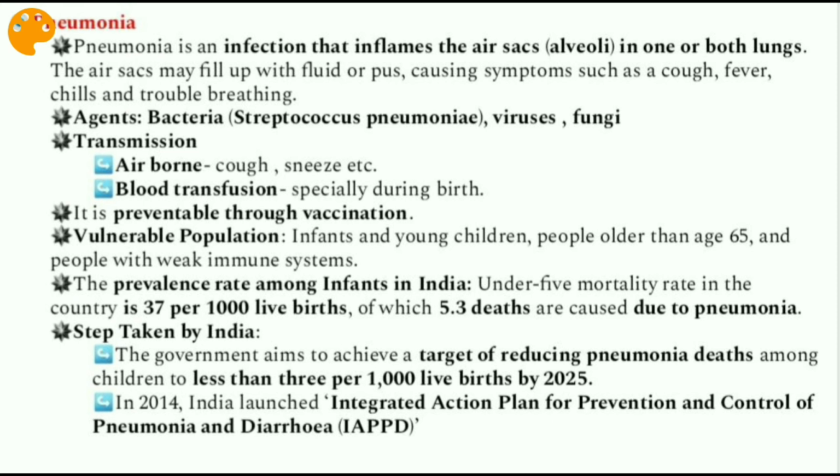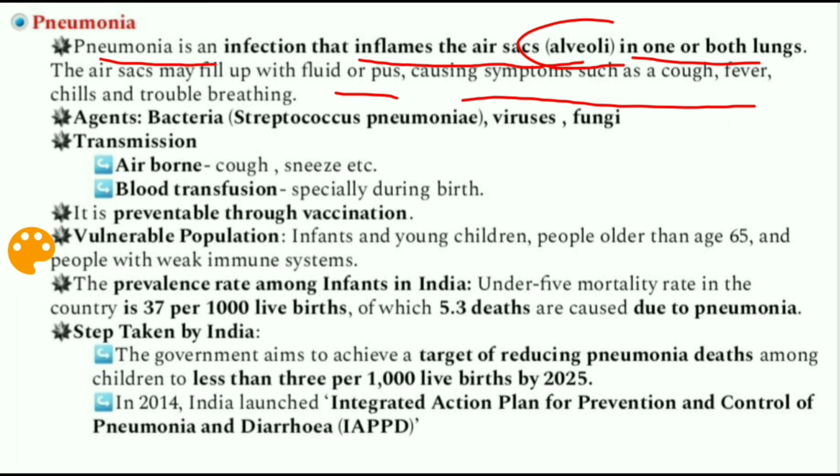Then let's discuss something about pneumonia and its associated characteristics. Pneumonia is an infection that inflames the air sacs, also known as alveoli, in one or both lungs. The air sacs may fill up with fluid or pus, causing symptoms such as cough, fever, chills and trouble breathing.